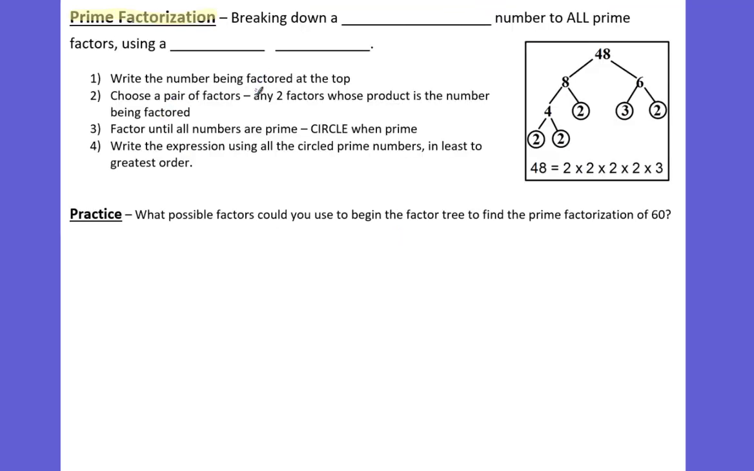Okay, prime factorization. Prime factorization is the breaking down of a composite number to show all prime factors using a factor tree. So to make your factor tree, the first thing you're going to do is write the number being factored at the top. In this case, 48 is our number.